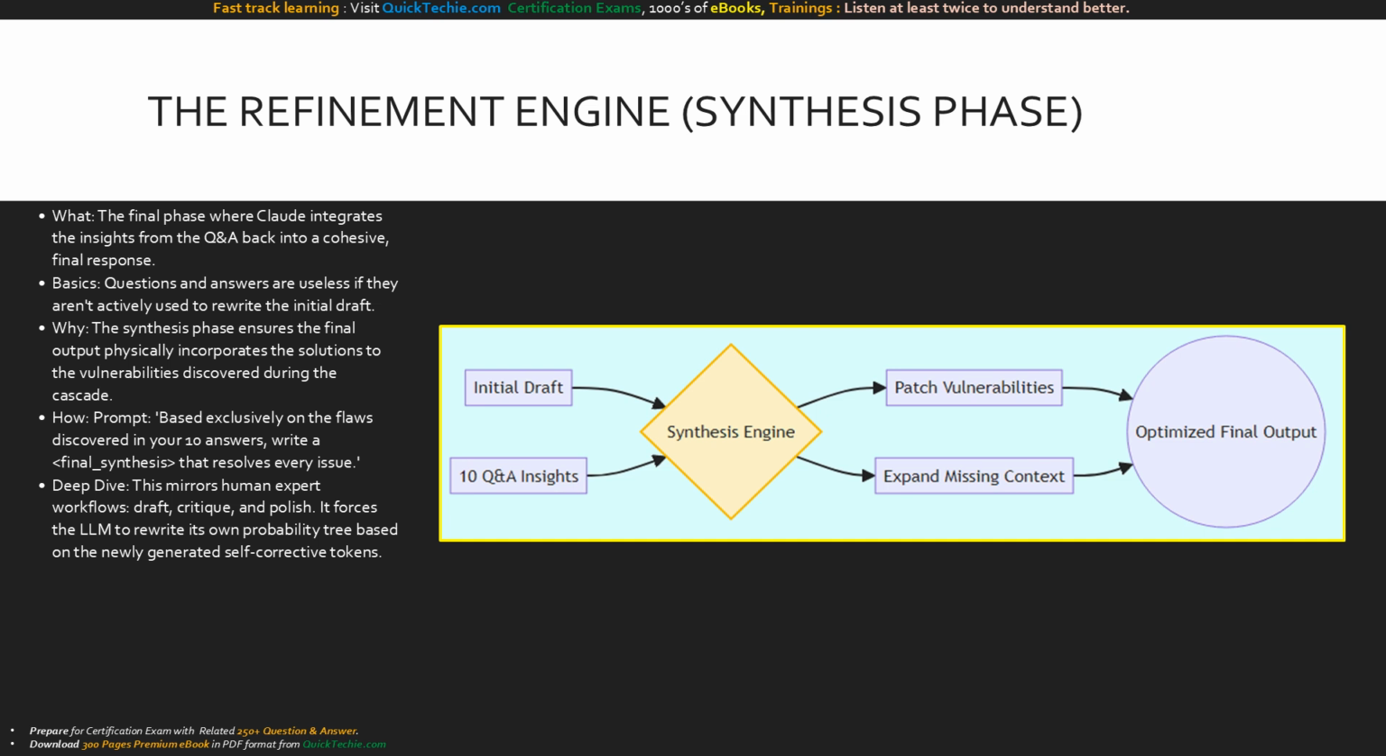It acts as a funnel. It pulls in the original initial draft, but crucially, it also pulls in the 10 Q&A insights. Inside the engine, it performs two distinct operations. It patches the vulnerabilities discovered, and it expands missing context. These refined elements merge to produce the optimized final output.